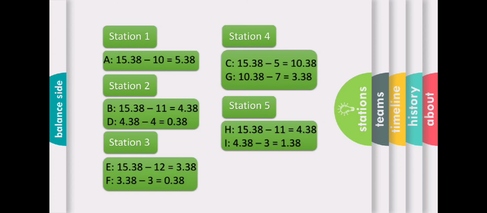And now we have two remaining tasks. Let's see if these two should be assigned in this last station. So task H has a duration of 11. So 15.38 minus 11 is equals to 4.38. And task I has a duration of 3, which can also be used to subtract from the remaining value. So 4.38 minus 3 is equals to 1.38. And now we have assigned all the tasks into 5 different stations, and this proved that the theoretical number of workstations we have calculated earlier, which is 5, is correct.